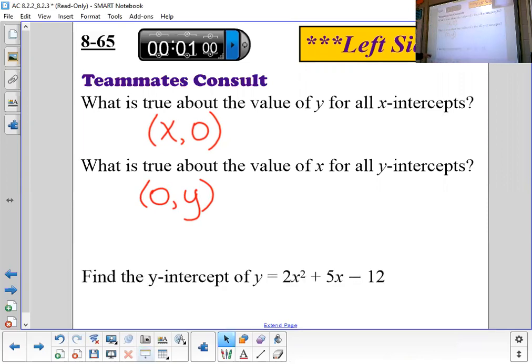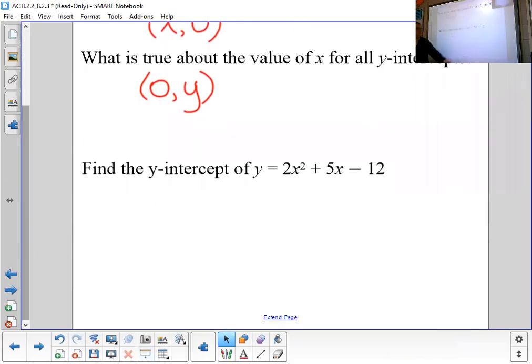Okay, cool. So now what I want you to do is find the y-intercept of this equation. y equals 2 times x squared plus 5x minus 12. I'm going to give you a minute or two to find this y-intercept.